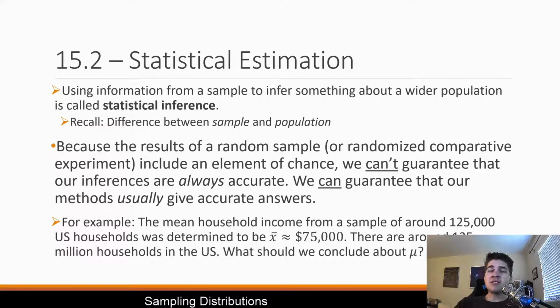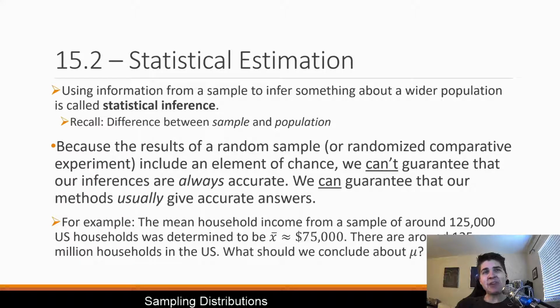And so the second part is we can guarantee that our methods usually will give accurate answers, right? Like that 4.5%, usually, typically, assuming it was from a purely random sample, that should be relatively close, and that's another key idea in inference. So let's look at another example.